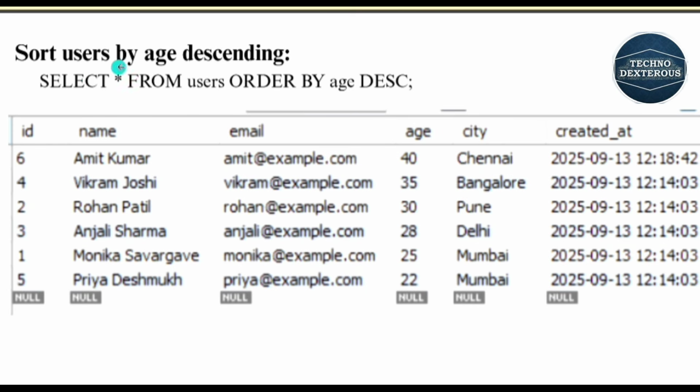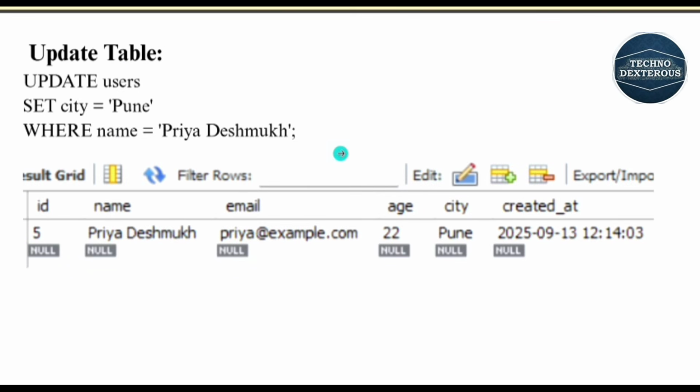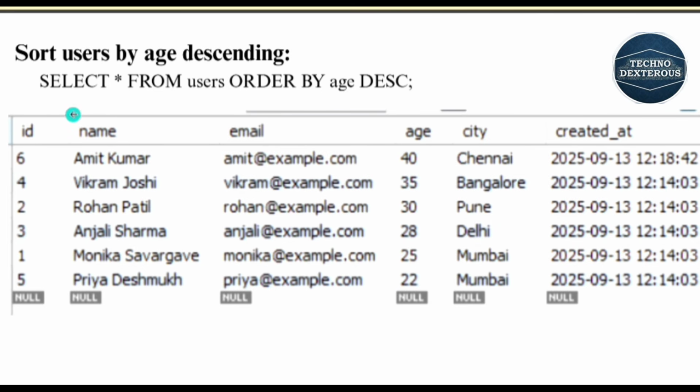Then sort user by age. This command is useful to sort the users according to the age. Select from user. Firstly, we select the data from user, order by age. You can easily see here in the table we arranged the data according to the age.